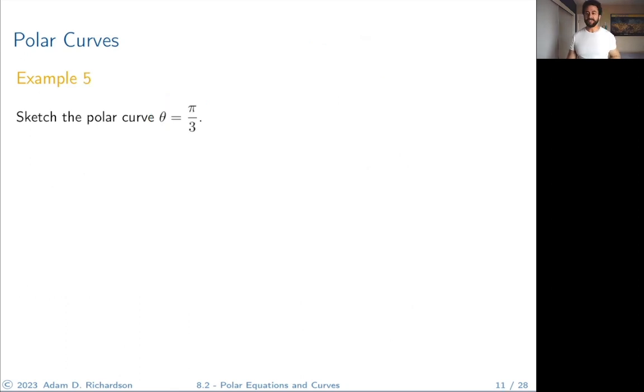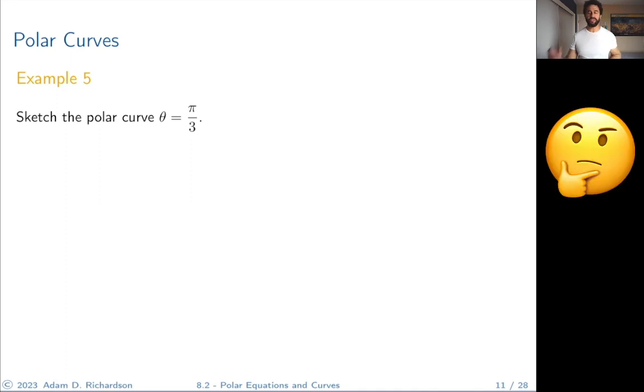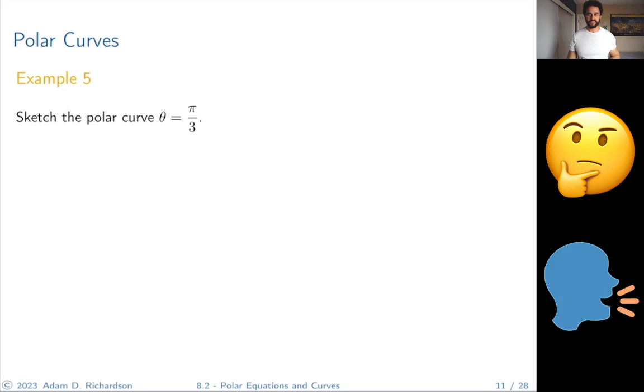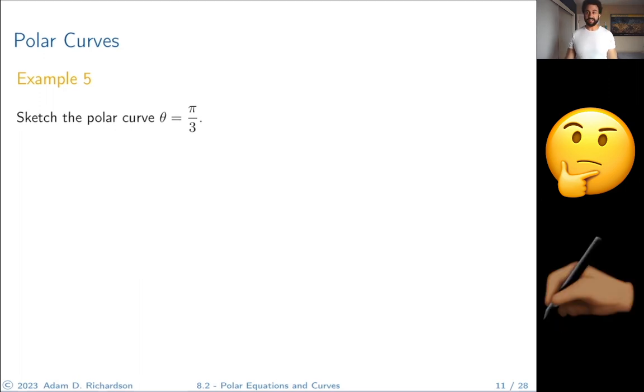Okay, now how about this one? So see if you can do this one on your own. Think about it out loud first. What do you think the curve would look like? Okay, now say it out loud. Say something out loud about what you suspect the curve might look like. All right, now sketch it. See if you can sketch it, and then we'll compare our answers in just a moment.